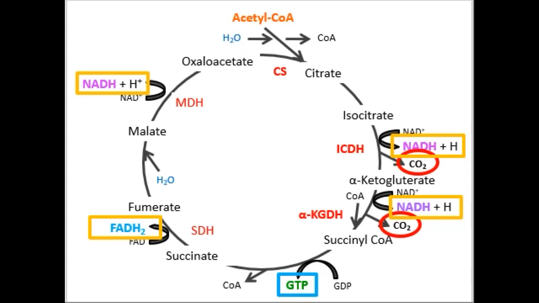And then SDH and MDH, succinate dehydrogenase as well as malate dehydrogenase, are also additional enzymes that are involved in the TCA cycle. However, again, the key enzymes that you need to know are citrate synthase, isocitrate dehydrogenase, as well as alpha ketoglutarate dehydrogenase.